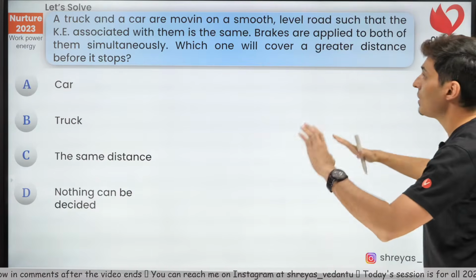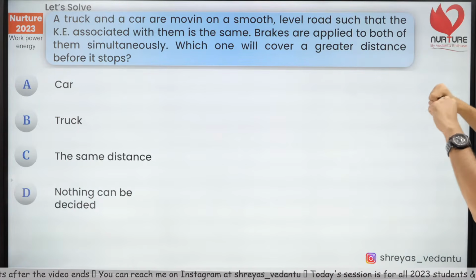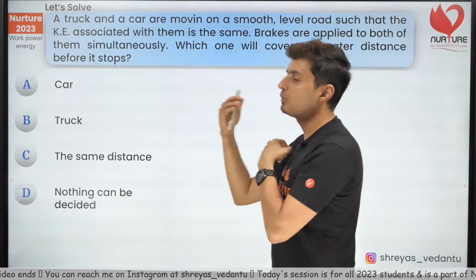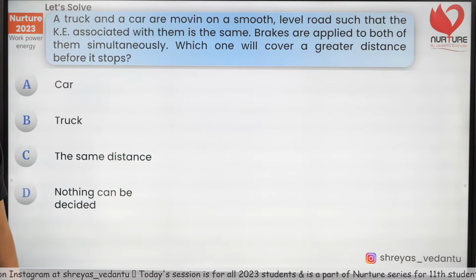When you apply brakes on both of them simultaneously, which one will cover greater distance before it stops? Okay. Why is it half mv square?